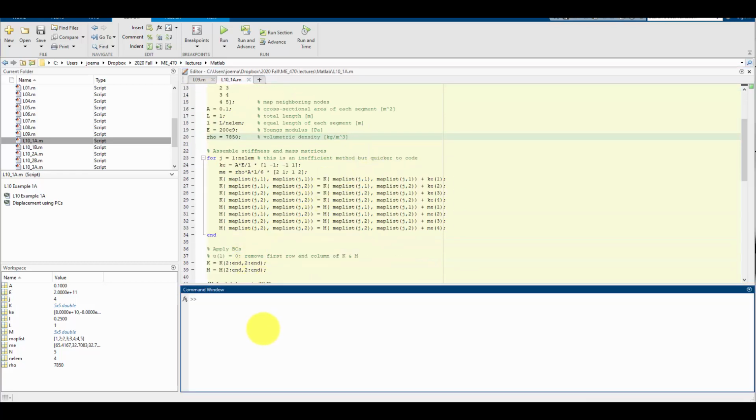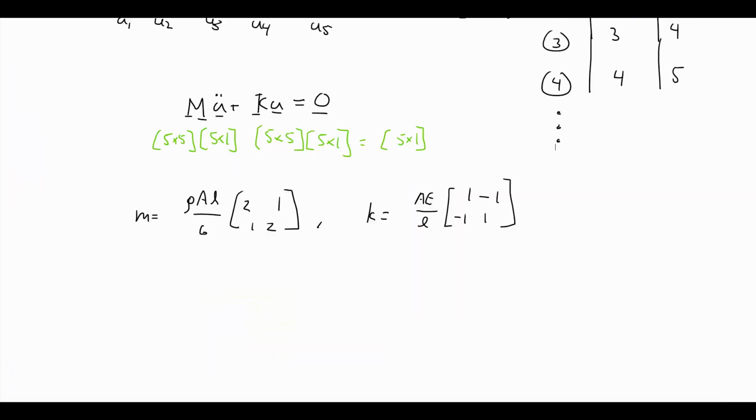Okay, so it's all run. So now we see the k going through all 4 of the elements and the m going through all 4 of the elements. And now the global m and the global k have been assembled. Global matrices are now assembled. We have our m, we have our k. So the next step is going to be in the code enforcing the boundary conditions that we need to enforce.